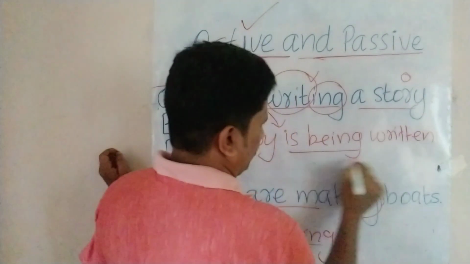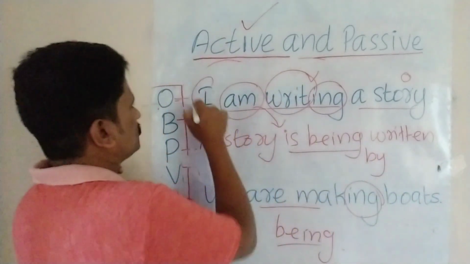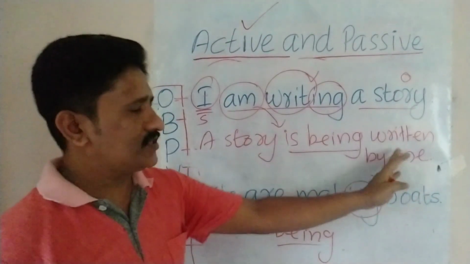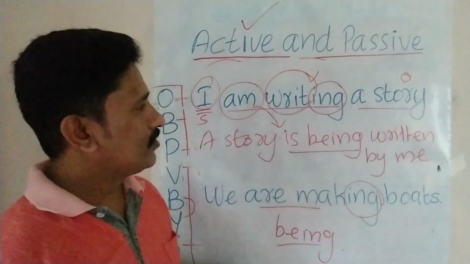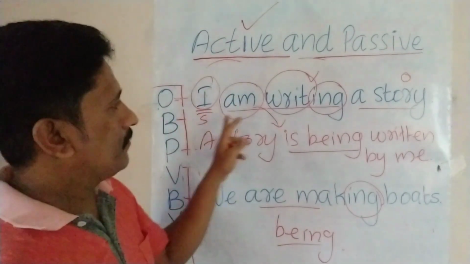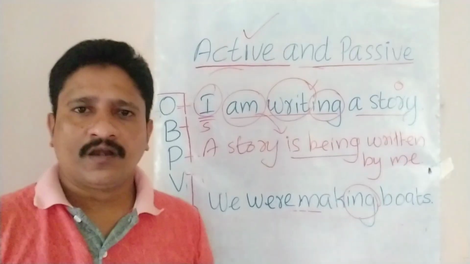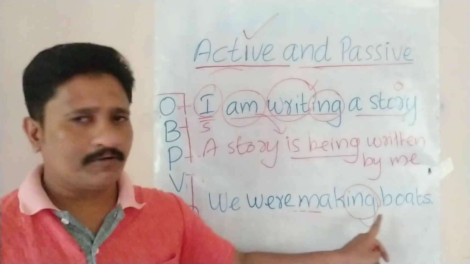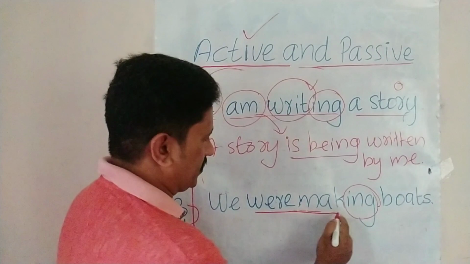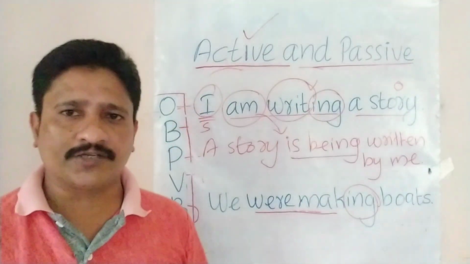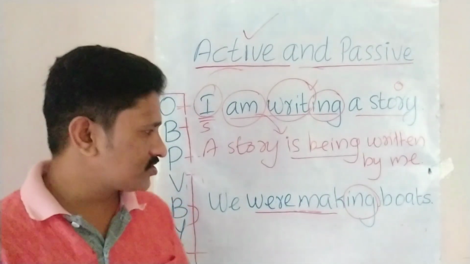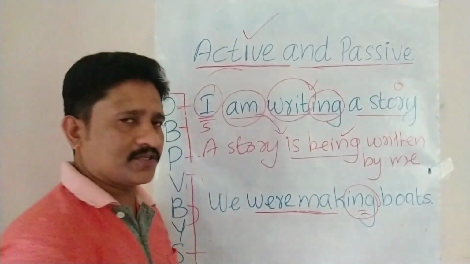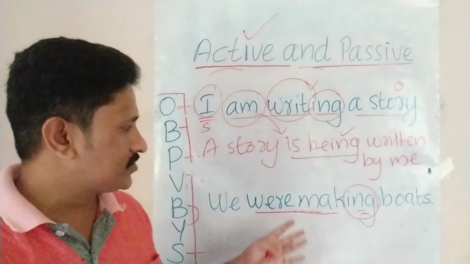Okay, by, written by, I changes into me. Okay, so a story is being written by me is the passive voice form of I'm writing a story. Okay, now let's go to the next one. That's we were making boats. So this sentence is in past progressive tense, which is also called past continuous tense. So here also ing form of the verb is used. That's why being is going to be the right be form for the sentence.